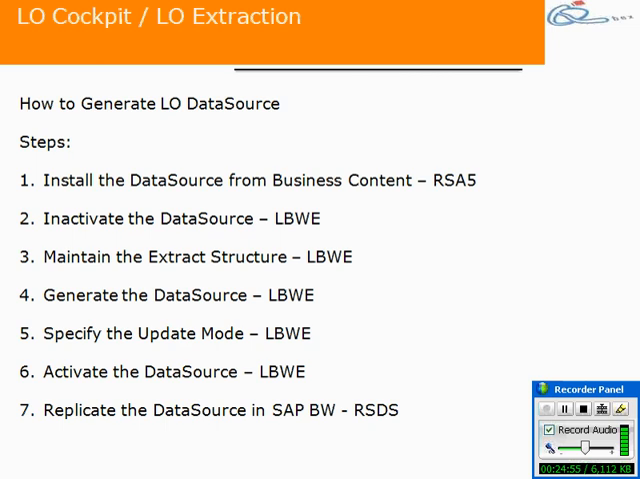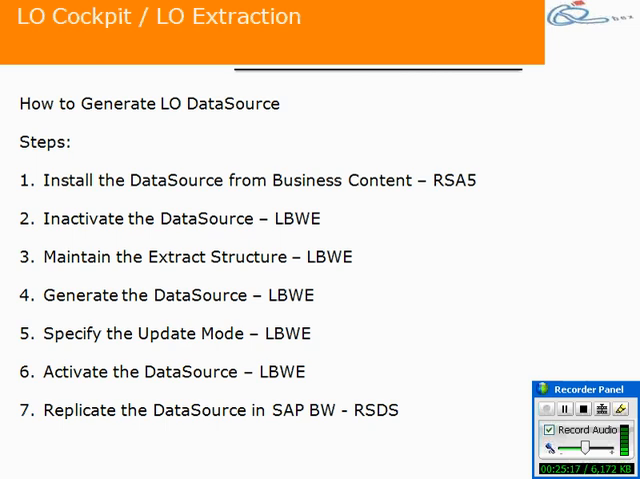Now what you are doing, you are changing the extract structure, adding more fields. When you say change, you cannot take out a field which is already there, but if you want, you can add more fields. When you add more fields and change your extract structure, should I reflect these changes to my data source? For that, I need to regenerate my data source.